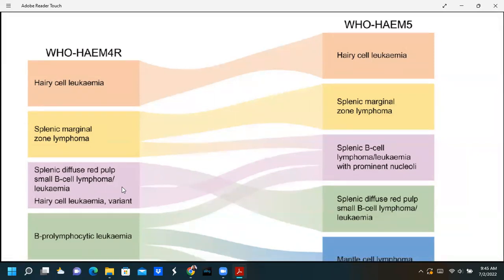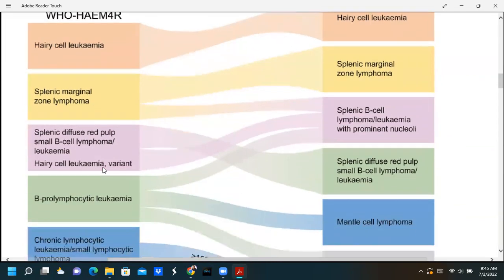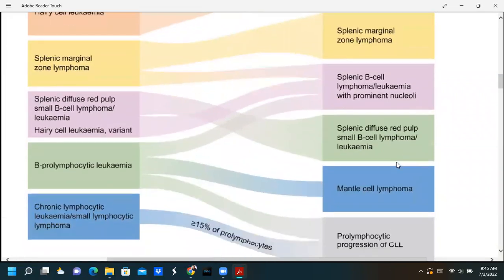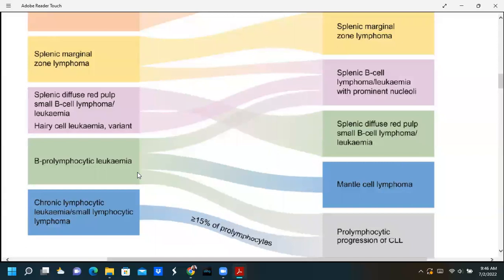So just the marginal zone with prominent nucleoli, hairy cell leukemia variant, and prolymphocytic leukemia. These three come under, so if you see over here, the marginal zone goes over here, hairy cell leukemia variant goes over here, and the prolymphocytic leukemia goes over here. So this is engulfing these three categories. The splenic diffuse red pulp is still there, and it is the same thing, splenic diffuse red pulp B-cell lymphoma leukemia. Prolymphocytic, now it is categorized as prominent nucleoli entity.